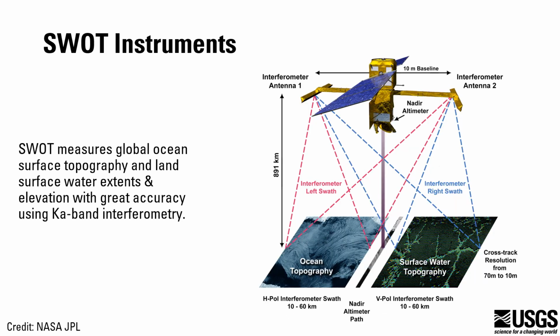SWOT uses a Ka-band radar interferometer to measure global ocean surface topography and land surface water extents and elevation with great accuracy. Here we have a depiction of the SWOT payload, which includes the Ka-band radar interferometers on either side, as well as a down-looking nadir altimeter. What's unique about SWOT is that we have these wide swath interferometers that help us aggregate different returns of water elevation across wide areas, enabling higher resolution and accuracy than previously found in other satellites.